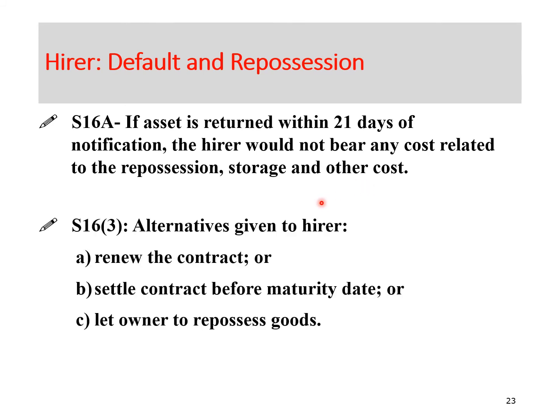Alternatives are given to the hirer. If the hirer receives the notice, there are alternatives given to the hirer. The hirer can renew the contract. The hirer can settle the contract before the maturity dates, or if the hirer cannot pay the installment, the hirer can let the owner repossess the goods.